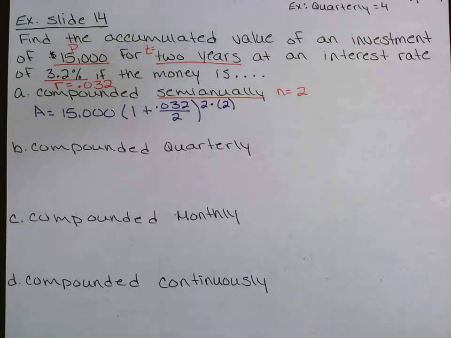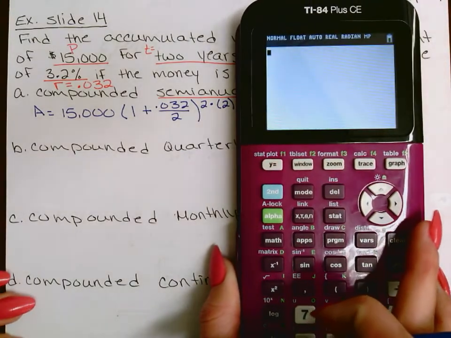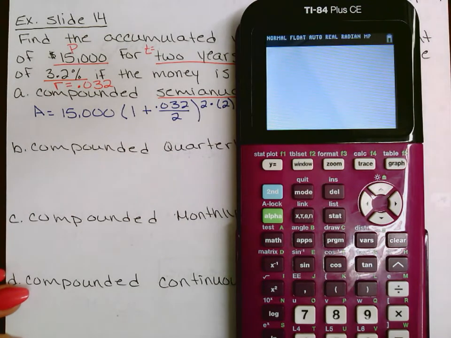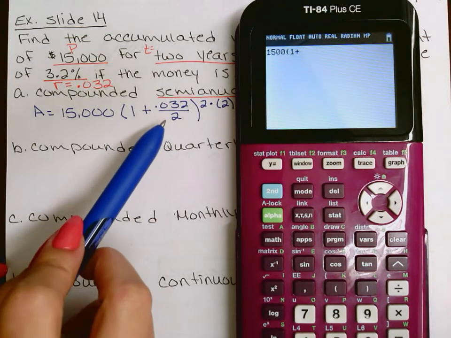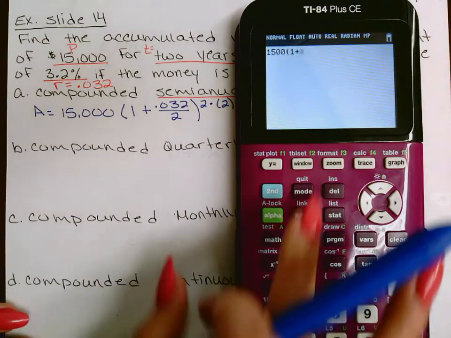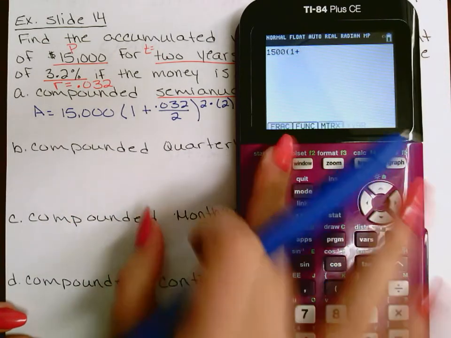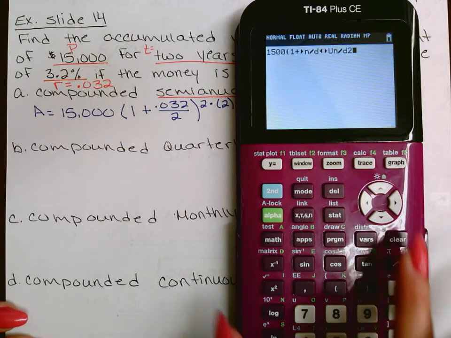So now let's look at what this looks like in our calculator. If you have the TI-84, I'm a big fan of it. This comes out really nice all in one step. So I'm going to put my 15,000, parentheses, 1 plus. And now being that this is a fraction, you're going to use alpha, y equals, 0.032. Whoops, what did I do?